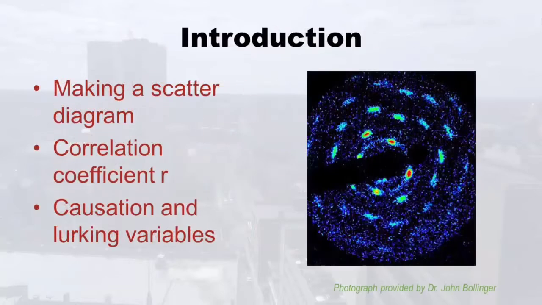So let's jump right into it. First, we're going to talk about making a scatter diagram. And the thing on the right side of the screen is not a scatter diagram, but it's kind of scattered. So I put it there. It's kind of pretty. And then next, we're going to talk about correlation coefficient R and how to make it. And then finally, we're going to do a shout out to causation and lurking variables, which remember we talked about before, but we're going to talk about them again in relationship to R.